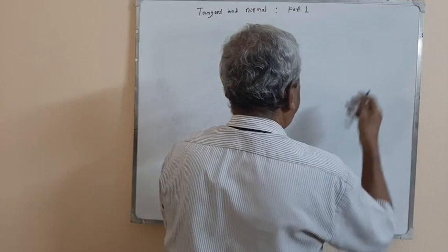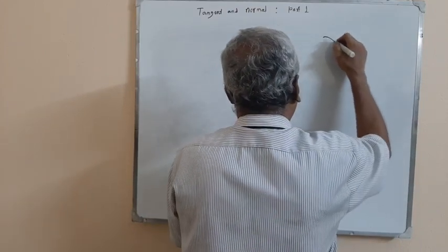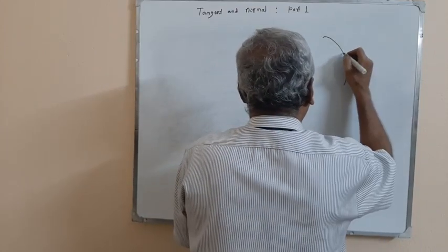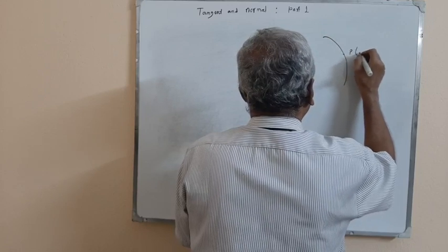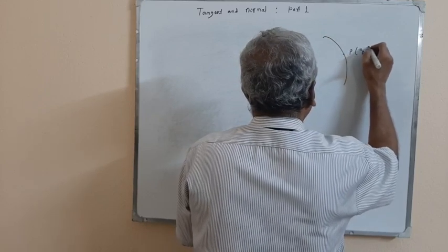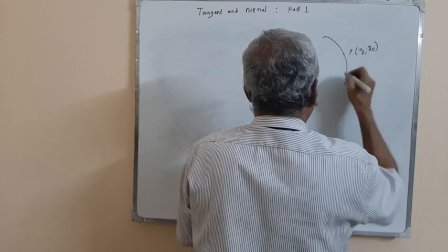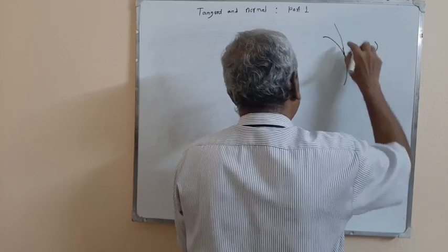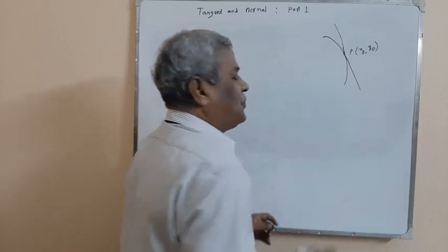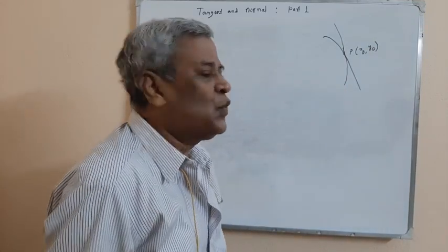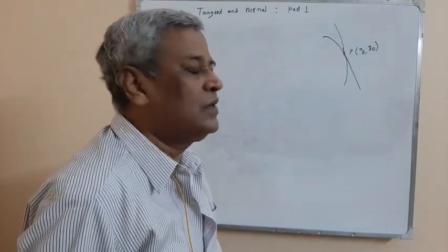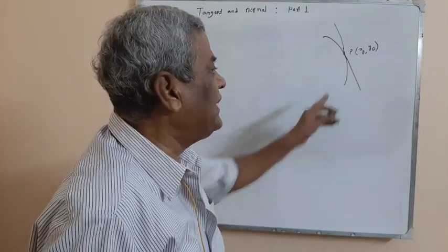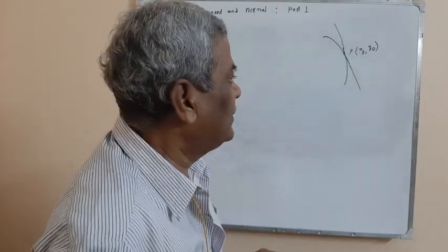Suppose this is any curve and P, say x0, y0, is a point on it. Then the straight line which meets the curve only at the point x0, y0 is called the tangent of the curve at that point.